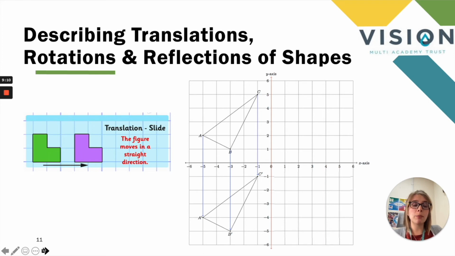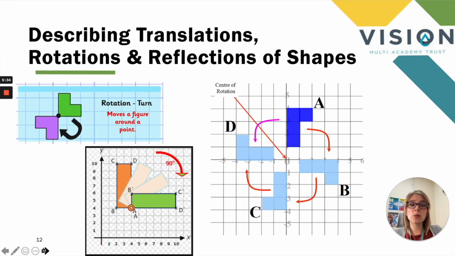So for example, if I was to start at point C, I can see that it's moved 1, 2, 3, 4, 5, 6 down. And I can double check that all the points have been moved down by 6. I can check on point B to B and point A to point A. So we can simply describe this triangle as being translated 6 points down.